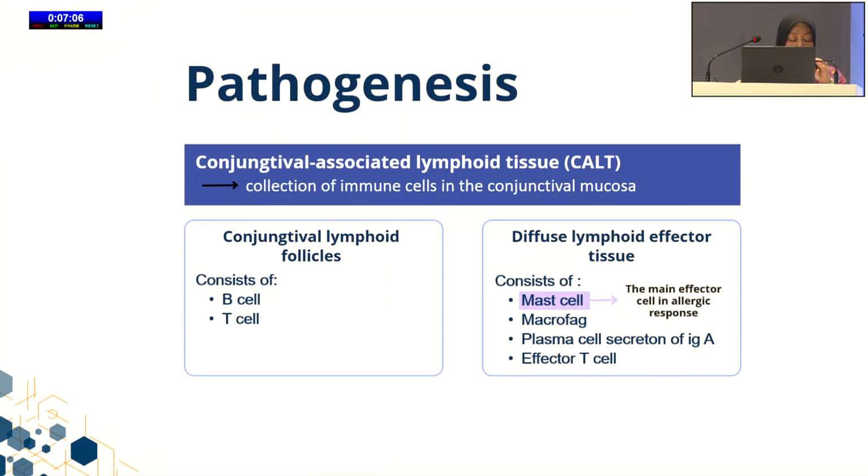The conjunctival-associated lymphoid tissue functions as a local immune defense against allergens in the eye. This structure contains B cells, T cells, mast cells, and plasma cells, which play a role in ocular allergic responses.